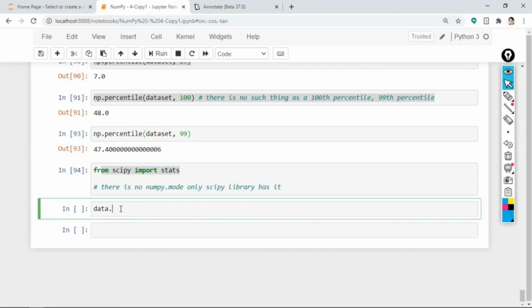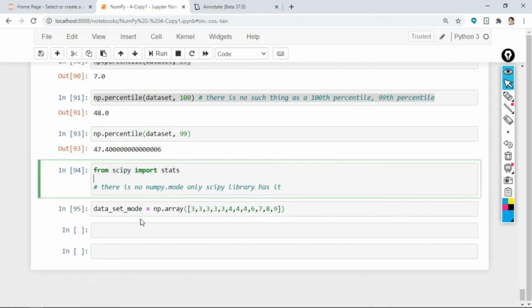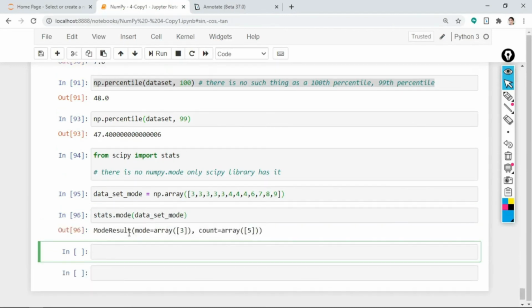So for example, I have a data set, specifically for the mode. It's equivalent to an NP array. I know you're familiar with the mode. So for example, I have multiple 3s and 4s and 6, 7, 8, 9. So what will be the mode of this one? Instead of NumPy, again we will use stats from the SciPy library. So this is mode, and we have a data set of mode. The result will be as expected. The mode of the array is 3.